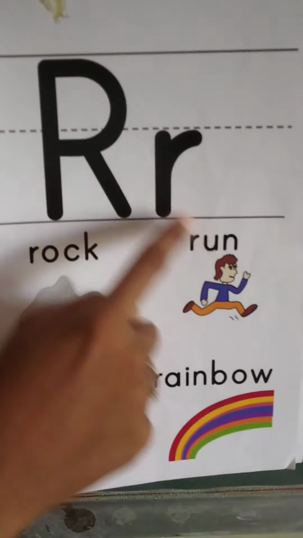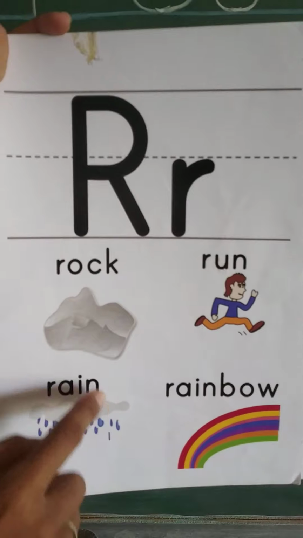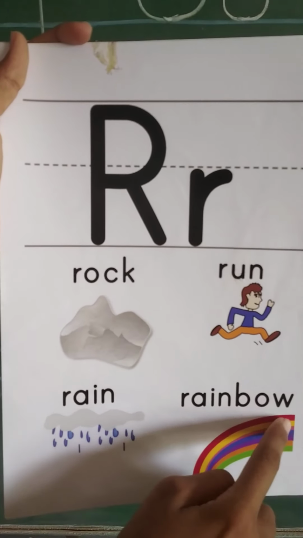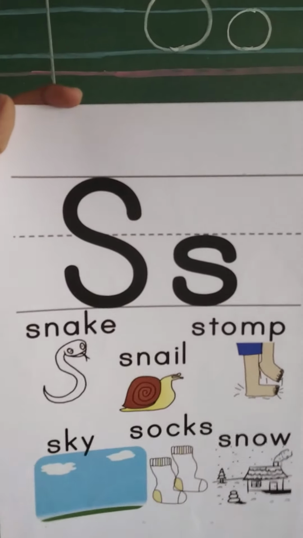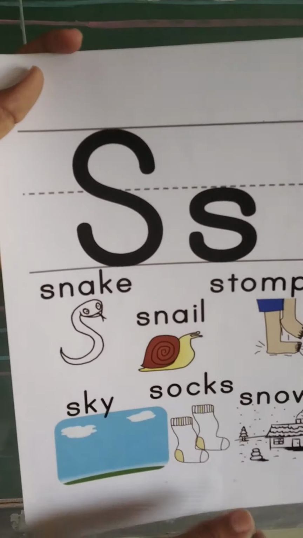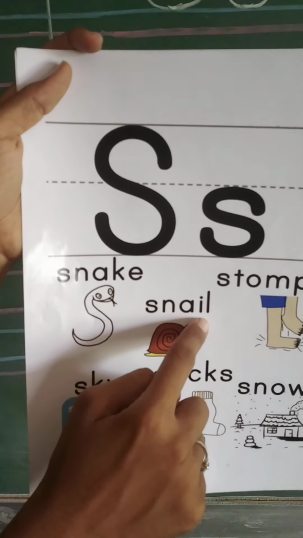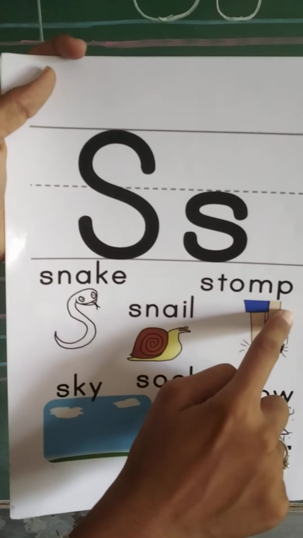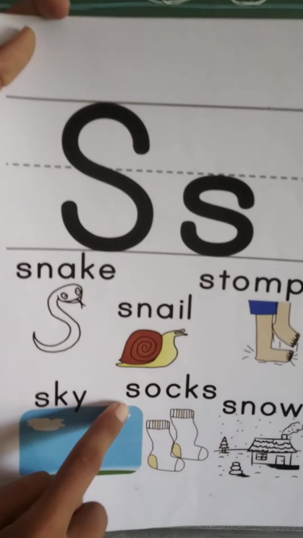R after R. Rock. Run. Rain. Rainbow. Now R after which letter? Letter S. What is the sound of S? Snake. Snail. Storm. Sky. Soul.